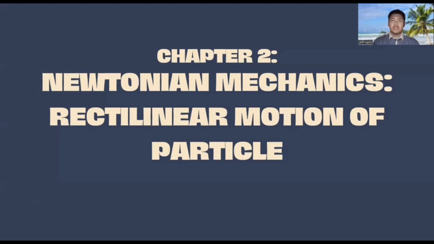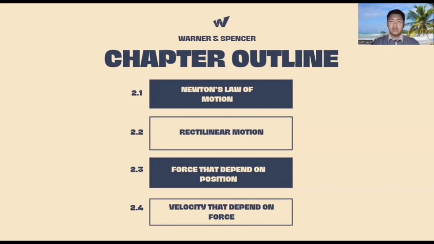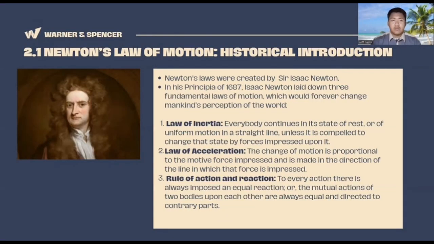So our group will give a summary of chapter 2, which is Newtonian mechanics, rectilinear motion of particle. This is the chapter outline: starting with 2.1, Newton's law of motion, 2.2, rectilinear motion, 2.3, force that depends on position, 2.4, velocity that depends on force. I will start with 2.1, Newton's law of motion, historical introduction.